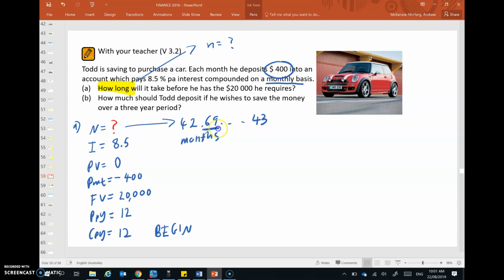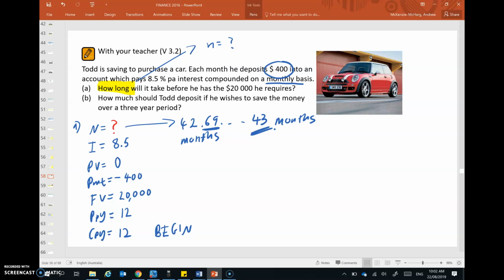Even though it's only part of a month, the way that these bank accounts generally work is that you have to wait until the end of a period, an interest-bearing period, in order to cash this in. So we're going to round to the end of the period and say that this takes 43 months for Todd to get this money together.